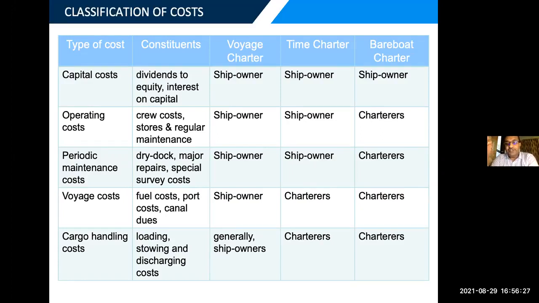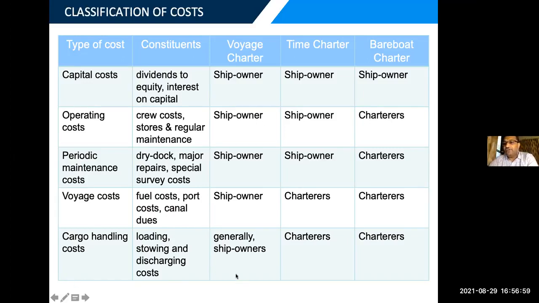Voyage costs, the voyage related cost, I need not tell you: the fuel cost, port charges, canal dues. Whoever is commercially managing the ship incurs this cost. Under voyage charter, it is the ship owner. Under time charter, it is the charterer, and under bareboat charter also it is the charterer. Finally, the cargo handling cost, that is cost towards loading, stowing, and discharging. Whoever is commercially managing generally incurs this cost.